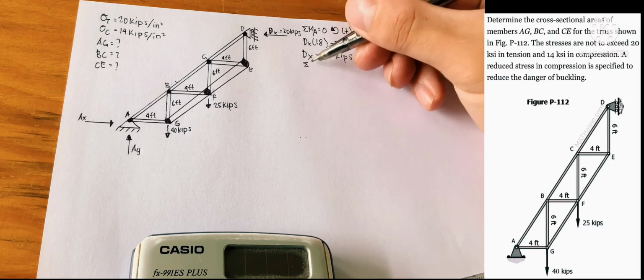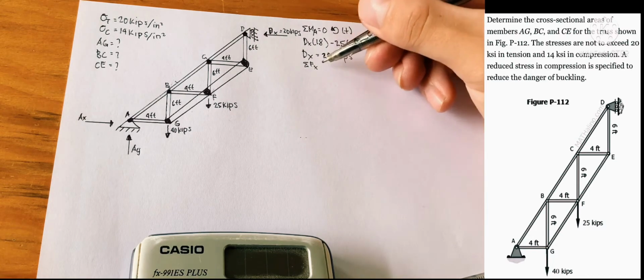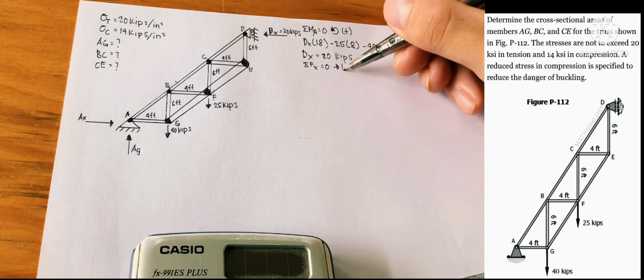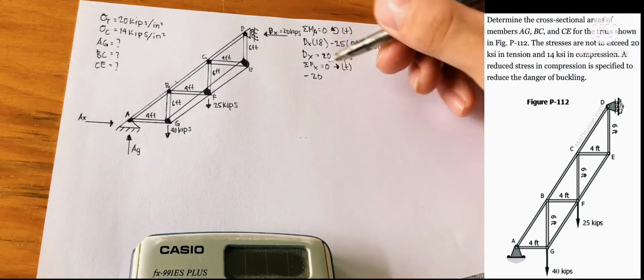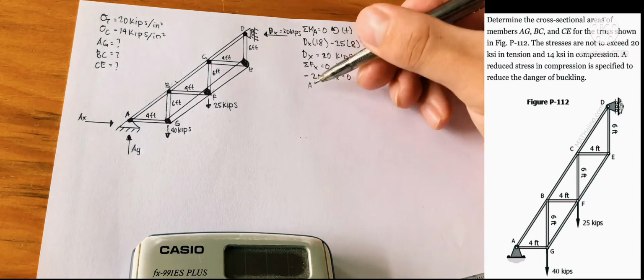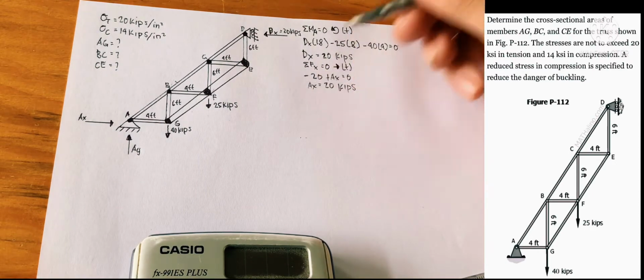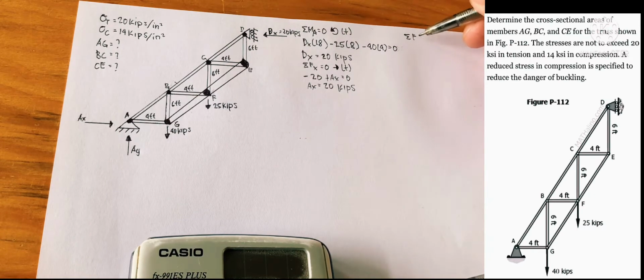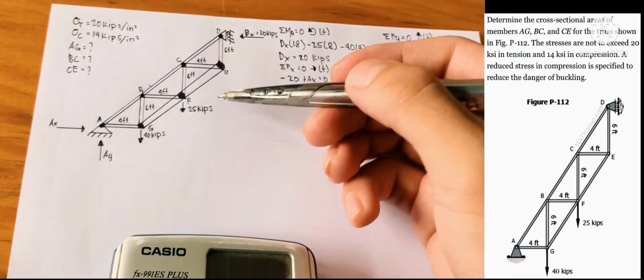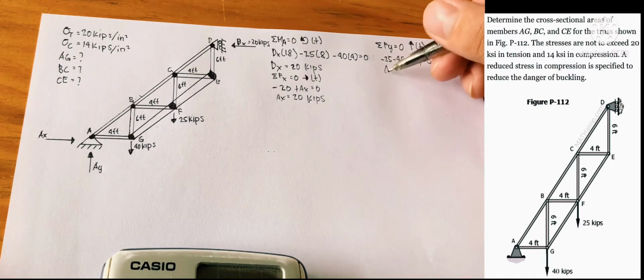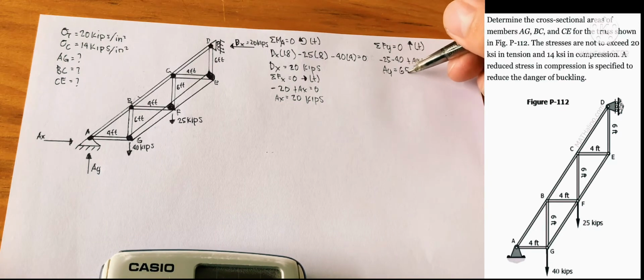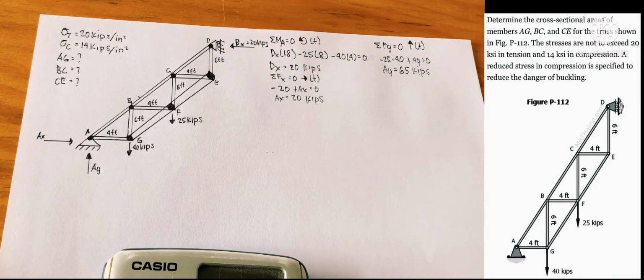Next, we can summate forces in x equals 0, right is positive. So negative dx, 20, plus ax equals 0. Ax equals 20 kips. Summation of forces y equals 0, going up is positive. We have only 3 forces: negative 25, negative 40, plus ay equals 0. Ay equals 65 kips. Now we've got our support reactions.